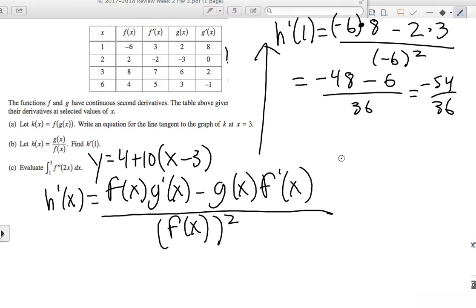Both divisible by 6, I believe. I think this becomes 9 over 6. Ooh, both divisible by 18. I think this is negative 3 halves.